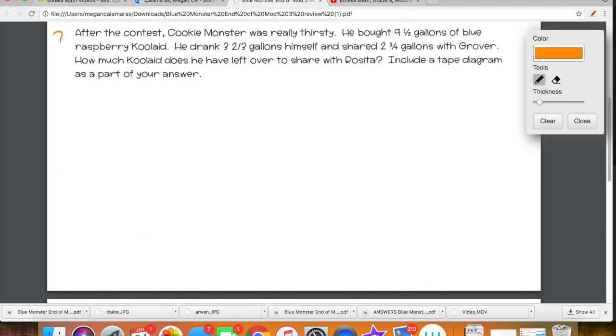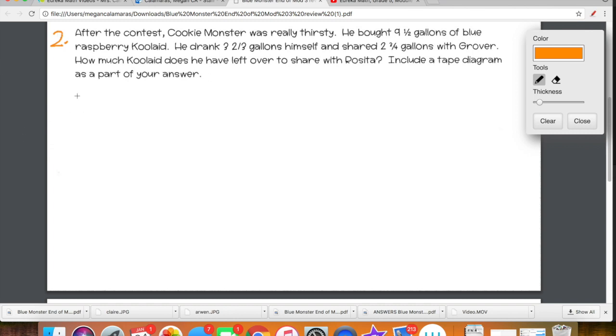So blue raspberry Kool-Aid question. Okay, so let's read the question and let's visualize what this looks like. So after the contest, Cookie Monster was really thirsty. He bought 9 1/2 gallons of blue raspberry Kool-Aid. He drank 3 2/3 of a gallon himself and shared 2 3/4 gallons with Grover. How much Kool-Aid does he have left over to share with Rosita? Include a tape diagram as a part of your answer.